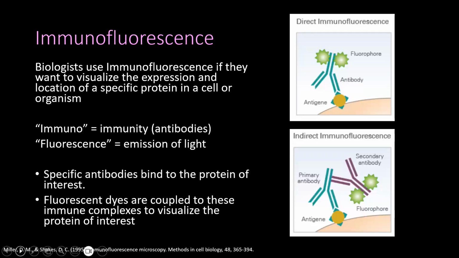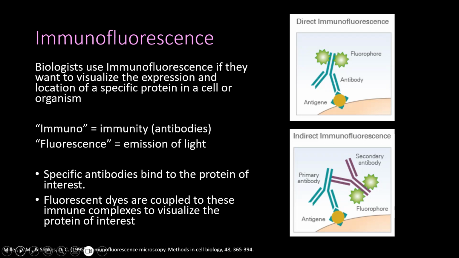So biologists use immunofluorescence if they want to visualize the expression and location of a specific protein in a cell or organism. Immuno refers to the antibodies used in this technique, and fluorescence refers to the emission of light. So specific antibodies selected by the researcher bind to a protein of interest, the protein that the biologist wants to see. And fluorescent dyes are coupled to these immune complexes to visualize the protein of interest.